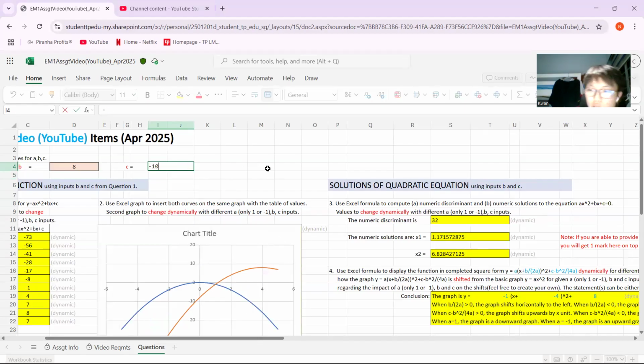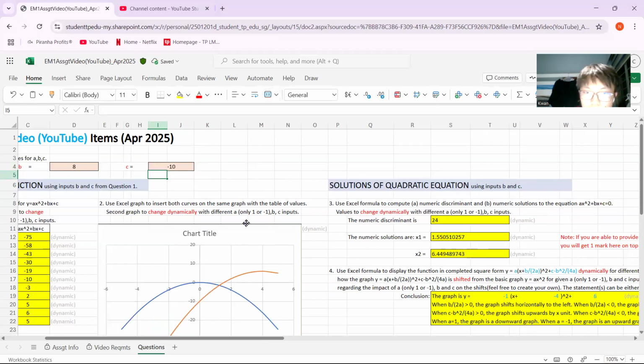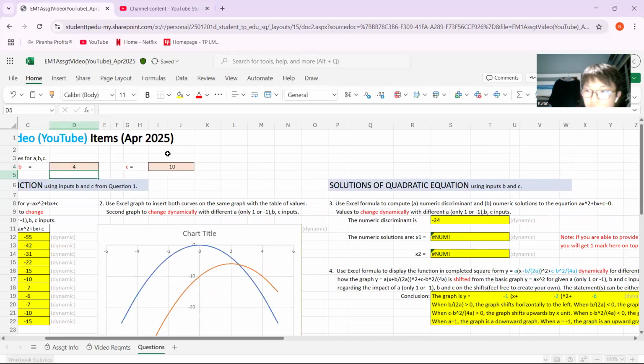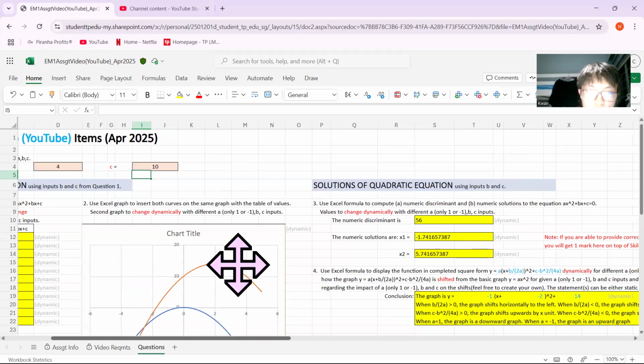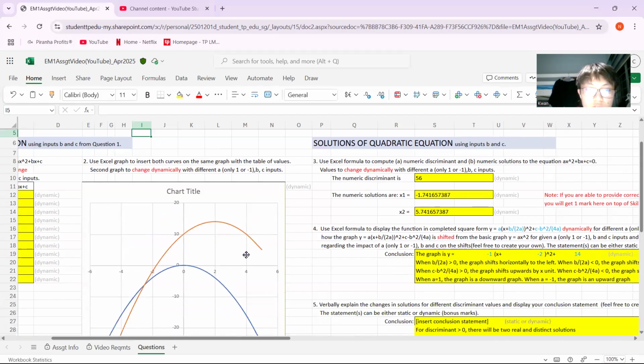I'll make it negative again. Yeah, it shifts downwards. And when this value is a positive number, the graph shifts up. So when this value is positive, the graph shifts up. So that shows that this part of the formula controls the vertical position of the graph.